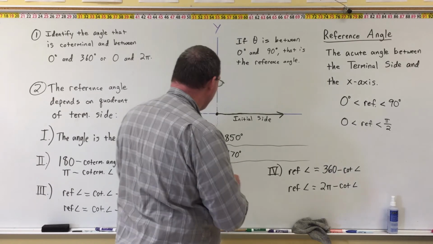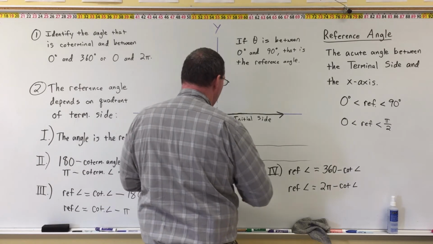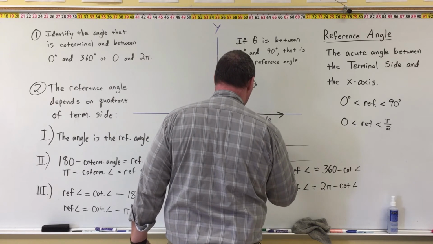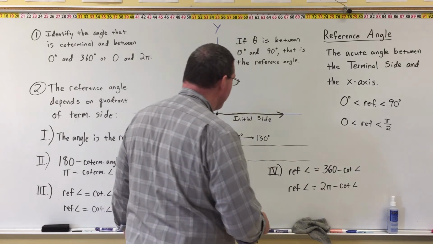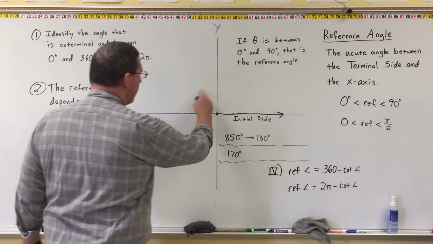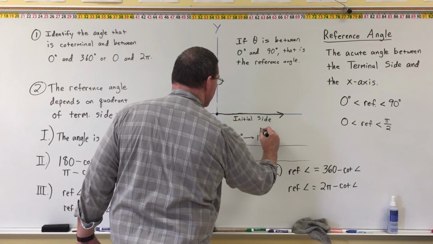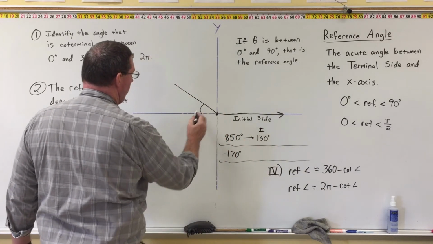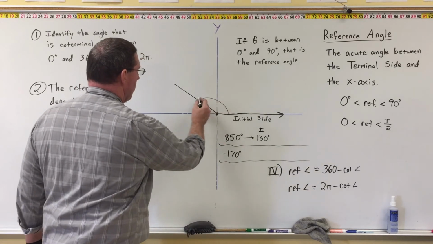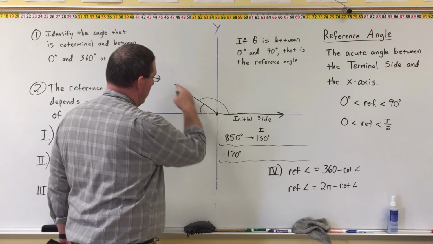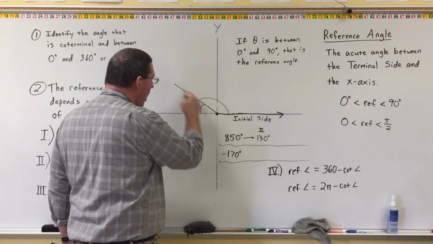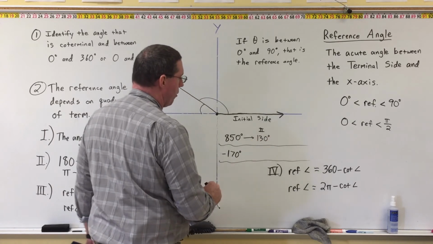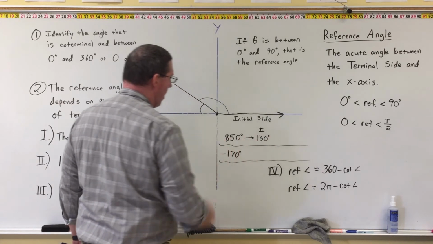And we get 130. So an 850-degree angle is coterminal to a 130-degree angle. A 130-degree angle is between 90 degrees and 180. That puts it in quadrant 2, and therefore it's probably somewhere like right here. So this would be the reference angle right there, because this is the 130-degree angle. This terminal side is the same terminal side as 850 degrees, and that's why we can use 130 degrees.